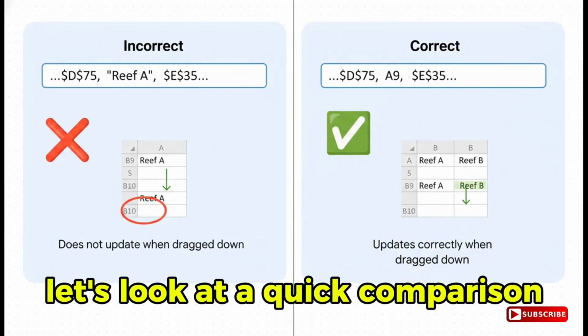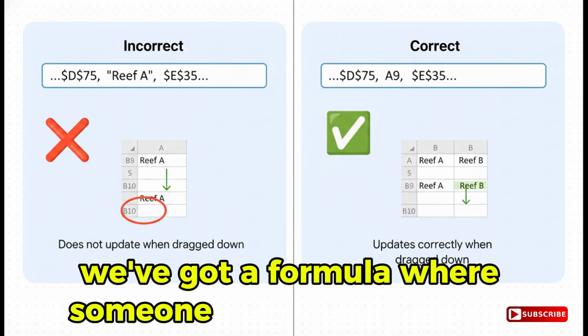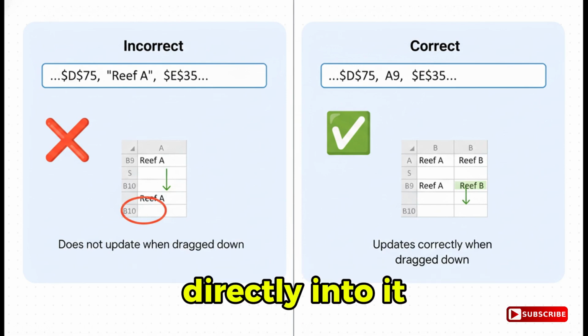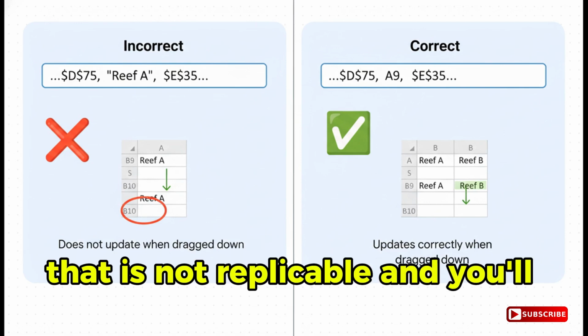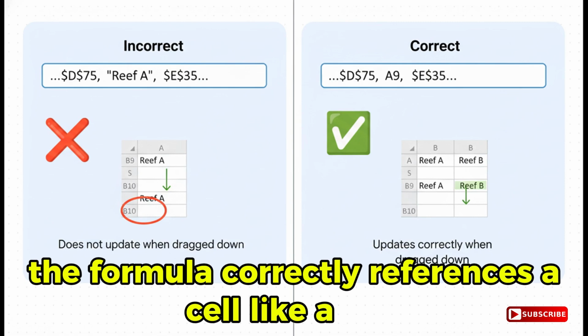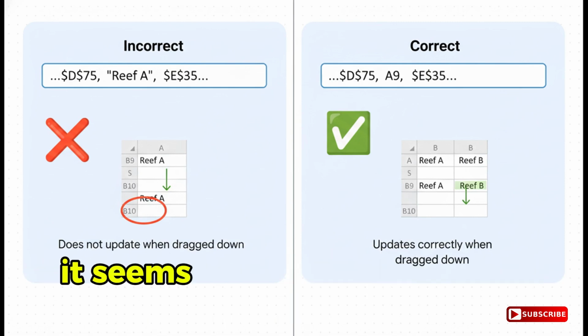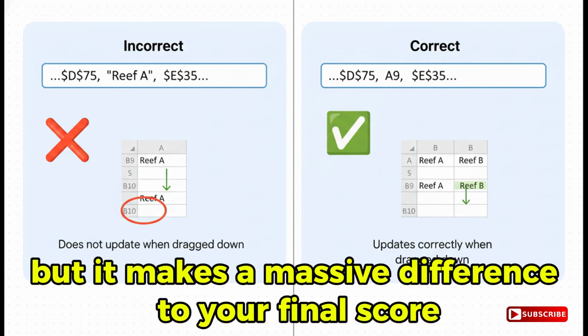Let's look at a quick comparison so this really sinks in. On the left, we've got a formula where someone types the word "yes" directly into it. That is not replicable, and you'll lose marks. But on the right, the formula correctly references a cell, like A9. That is replicable, and that's how you get the marks. It seems like such a tiny little change, but it makes a massive difference to your final score.